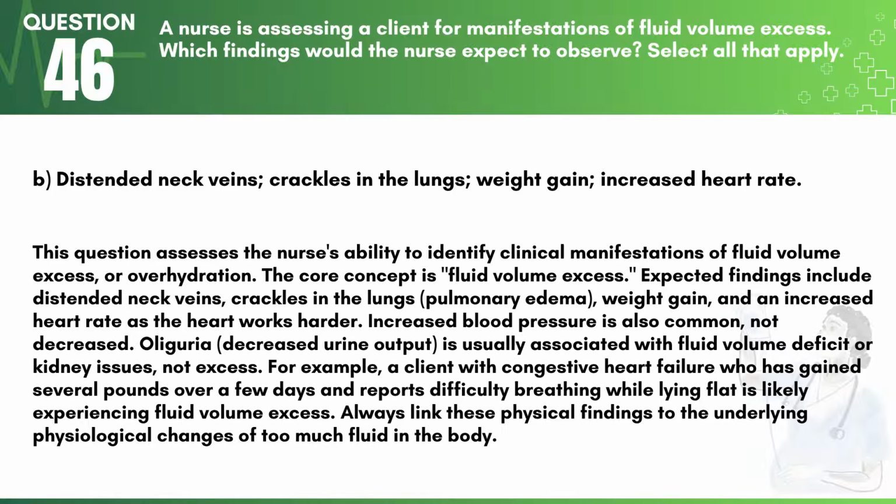Answer. Distended neck veins, crackles in the lungs, weight gain, increased heart rate. This question assesses the nurse's ability to identify clinical manifestations of fluid volume excess or overhydration. The core concept is fluid volume excess. Expected findings include distended neck veins, crackles in the lungs, pulmonary edema, weight gain, and an increased heart rate as the heart works harder. Increased blood pressure is also common, not decreased. Oliguria, decreased urine output, is usually associated with fluid volume deficit or kidney issues, not excess.